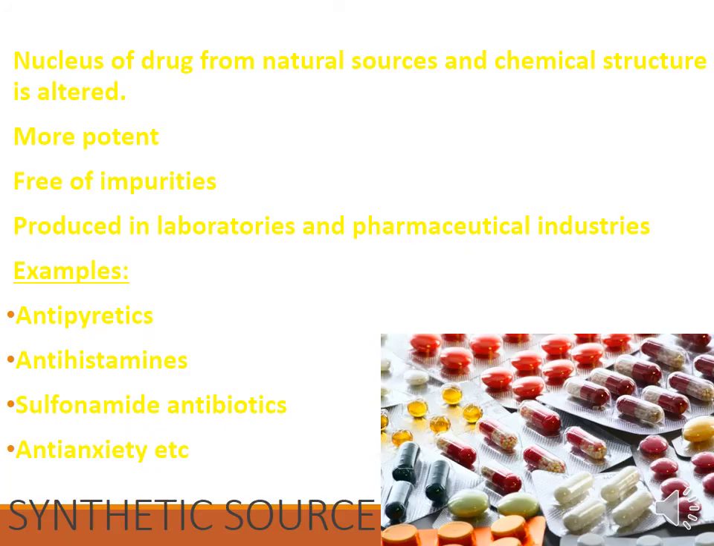Nucleus of drug from natural sources and chemical structures altered. बेशक source natural हो मगर वो भी altered होता है, उससे मिलता जुलता होता है, synthetic होता है, chemical structure भी different हो जाते हैं. They are more potent, of course free of impurities, produced in laboratories and pharmaceutical industries. For example, antibiotics, पेरिटिक्स जैसे आम हम यूज करते हैं, एंटीहिस्टामिन्स, सल्फोनामाइड एंटीबायोटिक्स, एंटी एंजाइटी, most of the drugs.